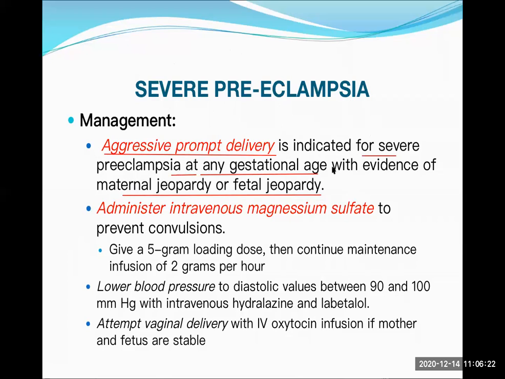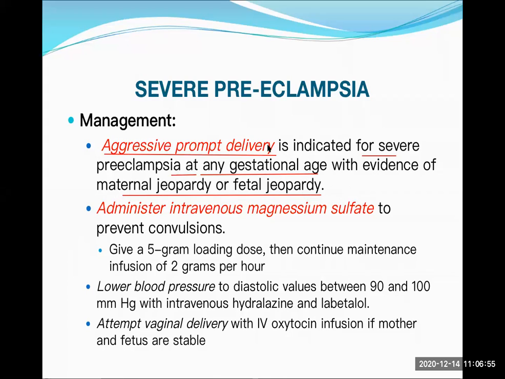Remember what we talked about just now? In mild preeclampsia, if the baby is very premature, we go for conservative management. We try to prolong the period of pregnancy. But here, we do not care about the gestational age. If there is some problem to the mother already because of this disorder, or the fetus is already harmed by this, then aggressive prompt delivery is indicated. Now, how to do that? Let's talk about it.